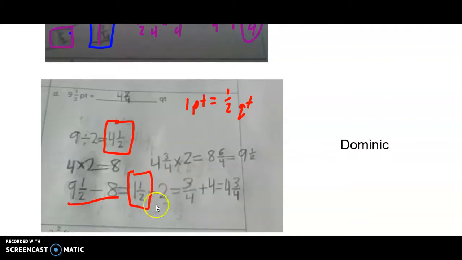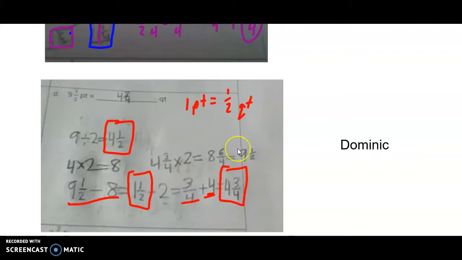And he did it mentally, it looks like, from his work here. 1 1/2 divided by 2 gives him 3/4. And adding that to his original 4 quarts, or 8 pints that he has here, gives us a grand total of 4 3/4 quarts.